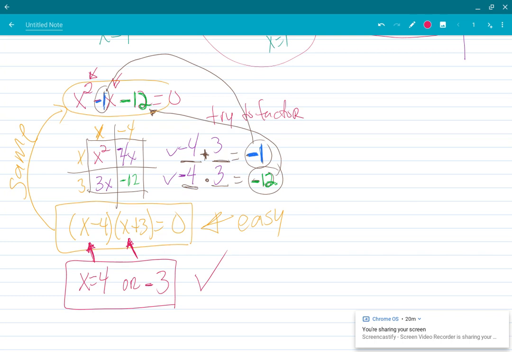So that's the idea with this. Remember, these are not functions; these are just equations, but they're kind of like your x-intercepts if it was a function. Shouldn't it be x equals -4 or +3?